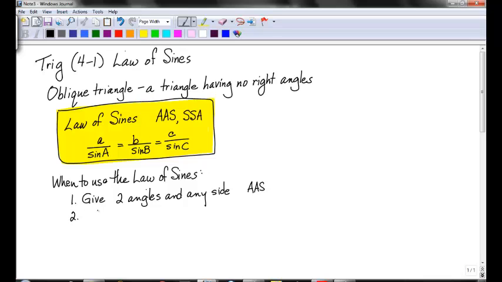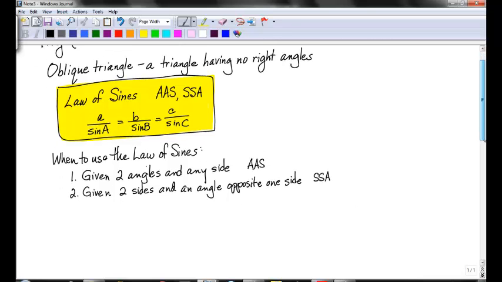The other one that we've listed up above is if you're given two sides and an angle opposite one side. Okay? And that's the side, side, angle. Okay? Now I want to go through a couple of examples.